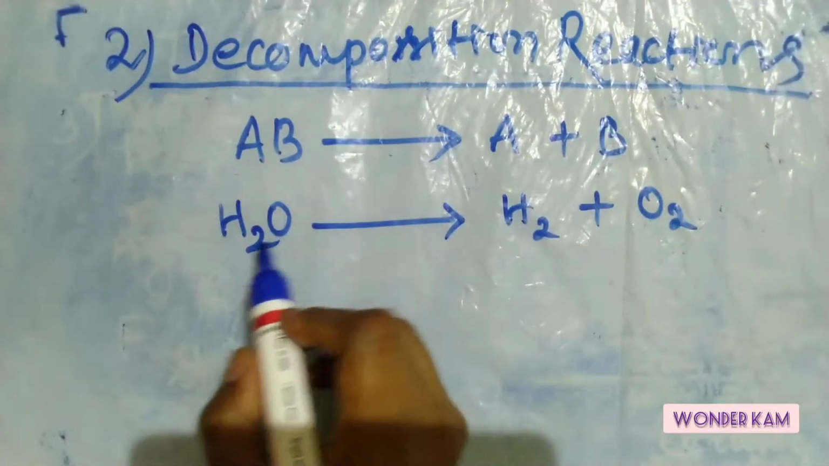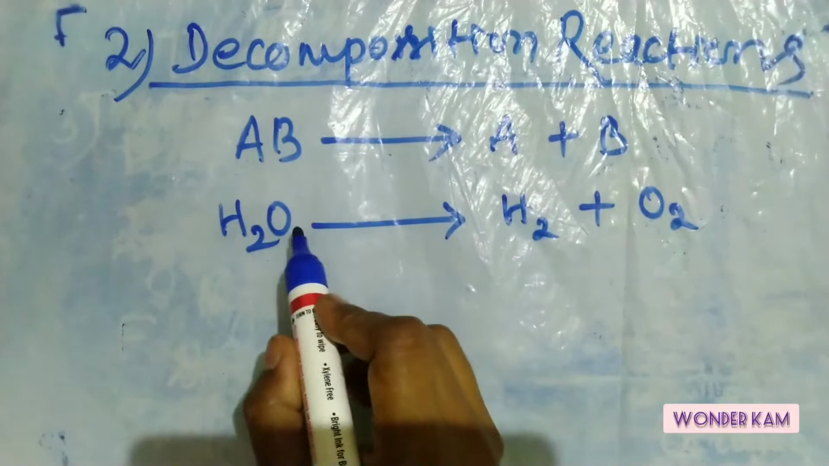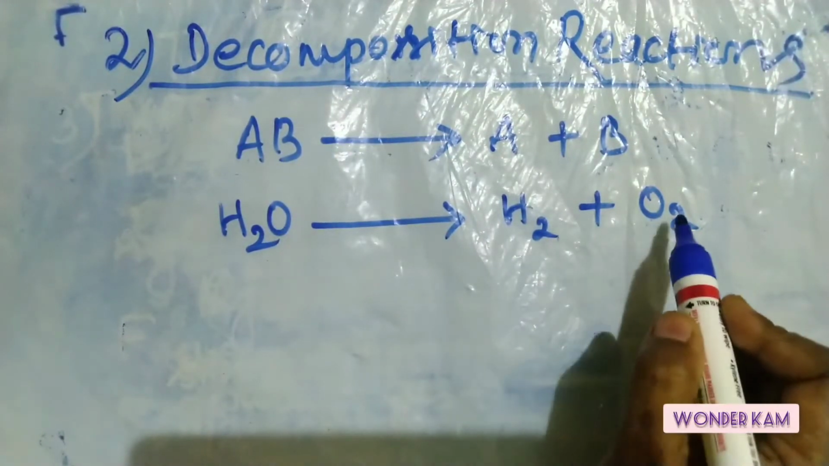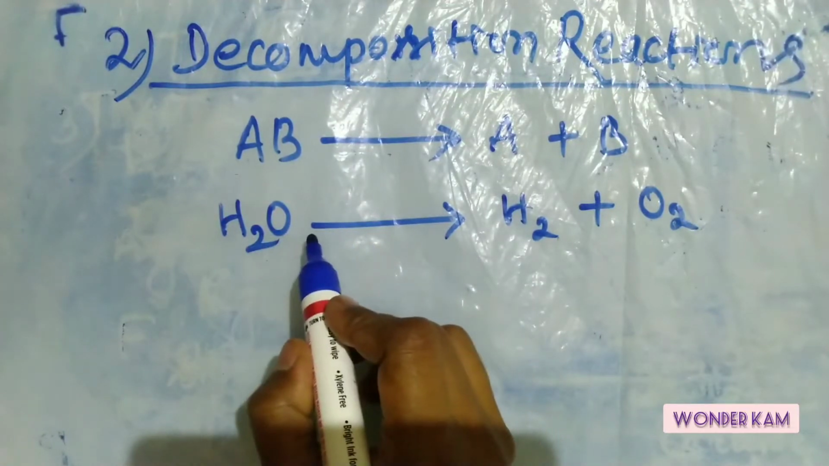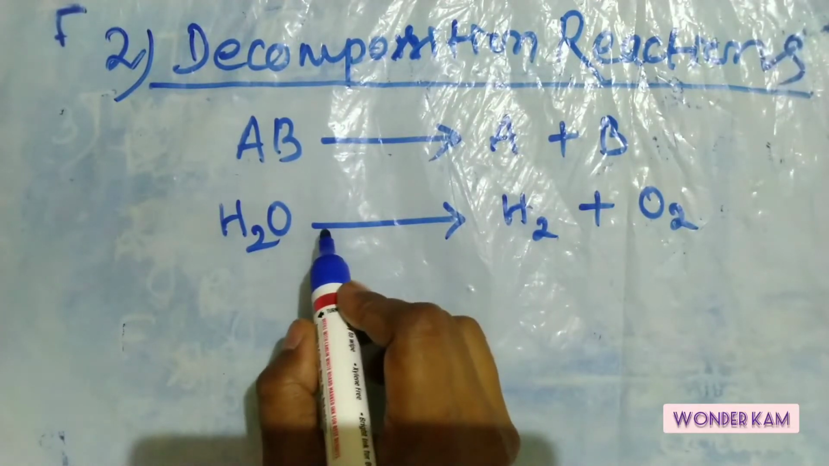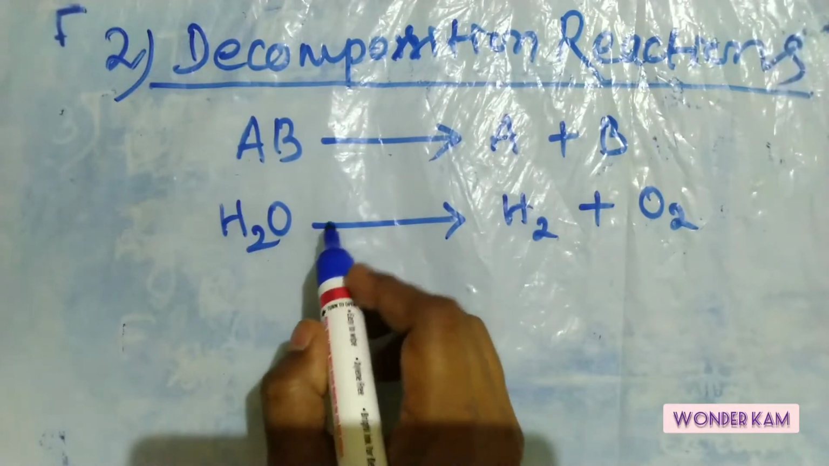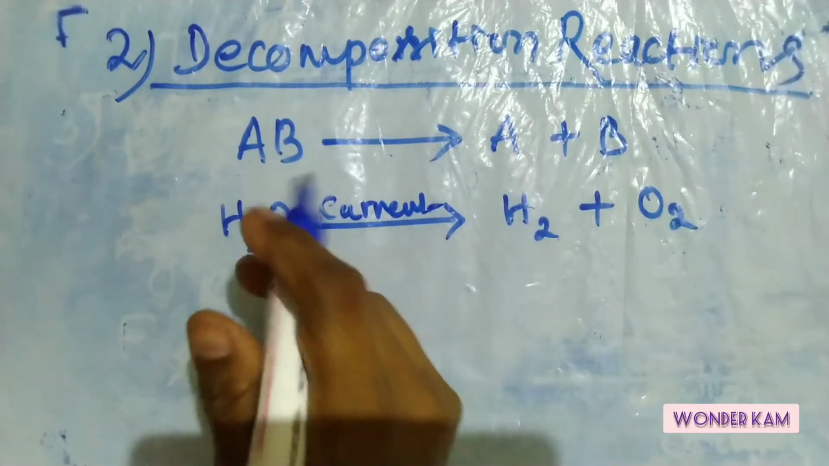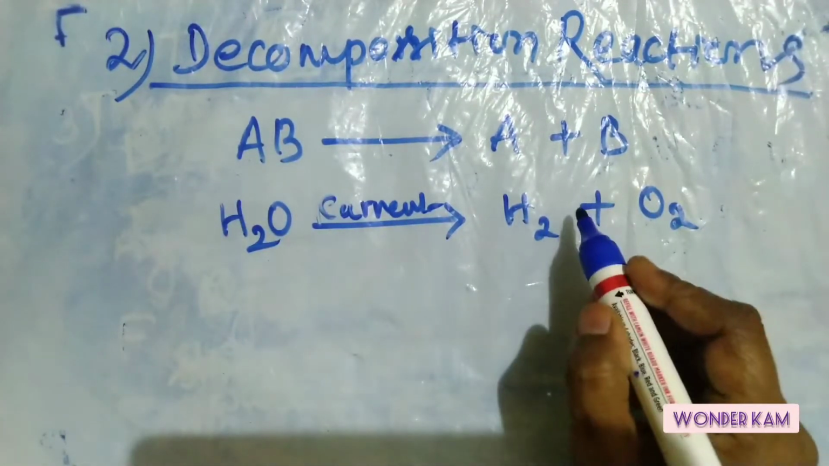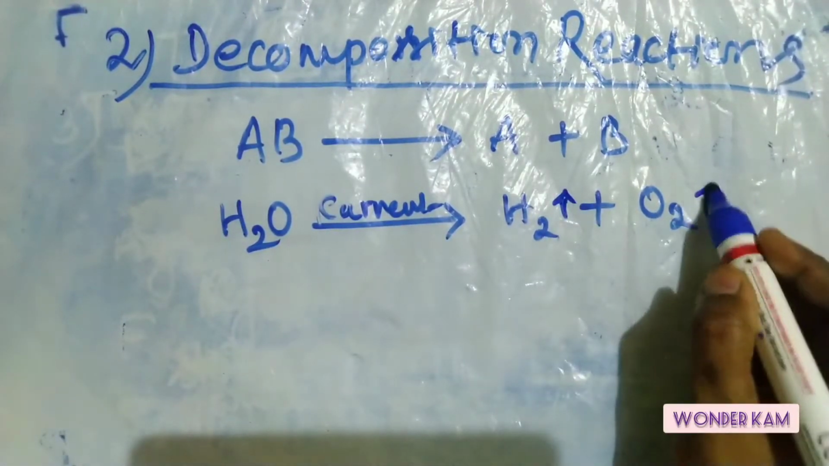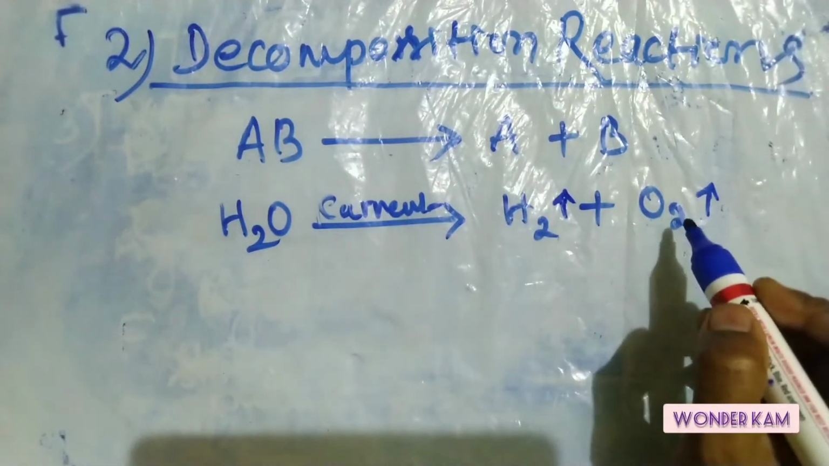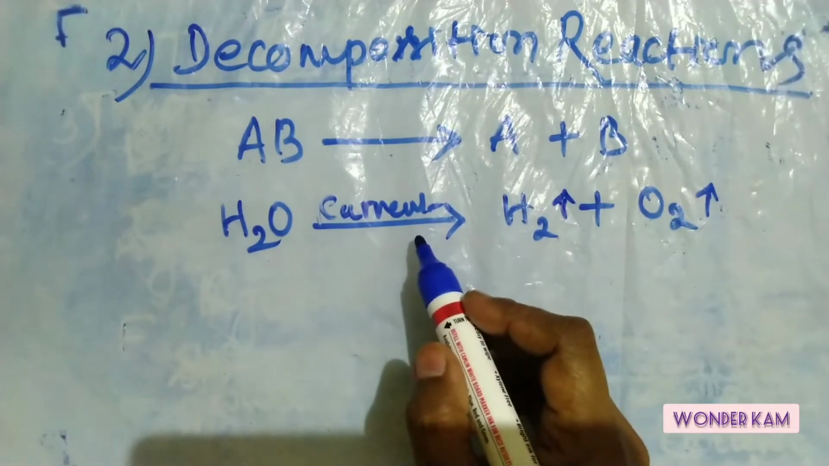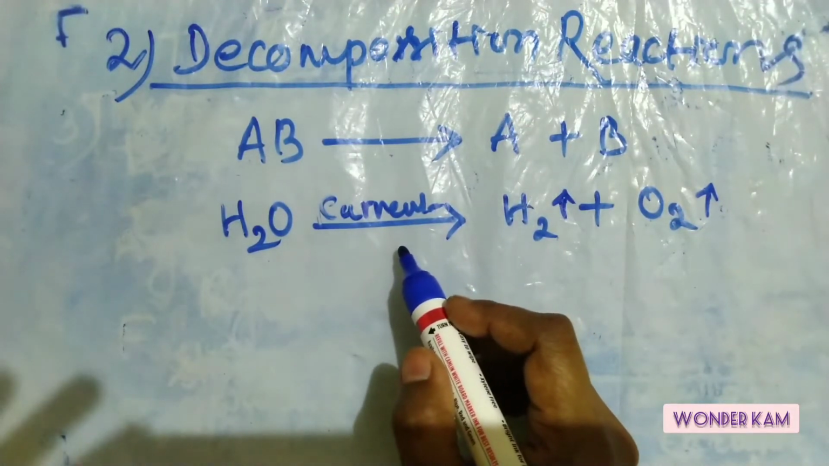The simplest example of a decomposition reaction is the decomposition of water to give hydrogen and oxygen. This process is carried out by electrolysis. That means when electric current is passed through water, it breaks down to give the products hydrogen as well as oxygen gas. So this life-saving gas can be obtained from simple water by using electrolysis.